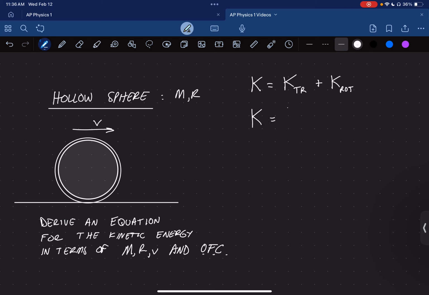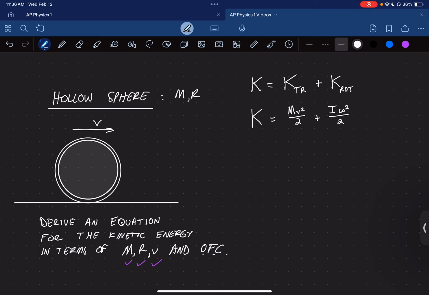Now we know very well what the translational kinetic energy is. This is mv squared over 2. And the rotational kinetic energy is I omega squared over 2. And just looking here, we need it in terms of mass, radius, and v. We have mass and v here. And so this expression over here, we need to substitute it for some expression in terms of mass and velocity. And so we will do that.